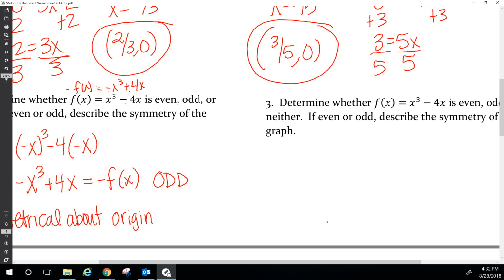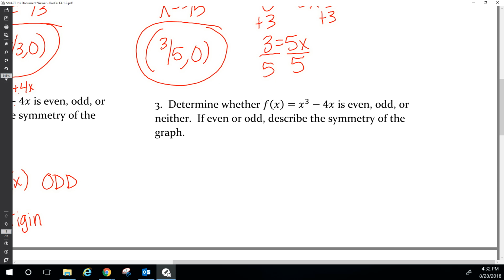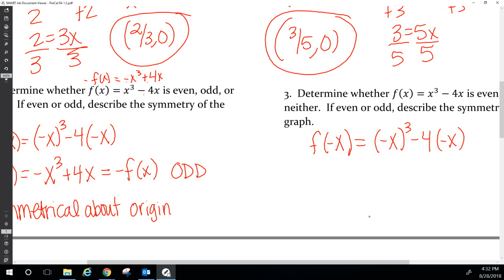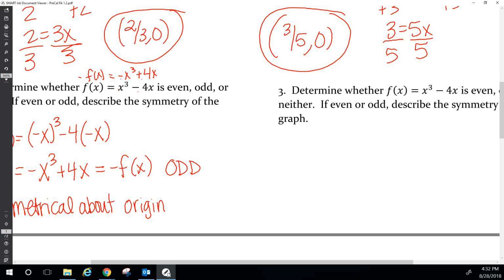All right, for the other version of it, I'm going to again put in negative x. So I've got negative x cubed, and then minus 4 times negative x. Oh, is it the same? Oh, these are the same for both of them. So again, it's an odd function.